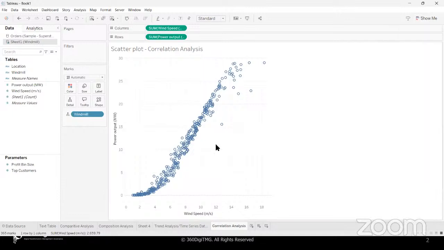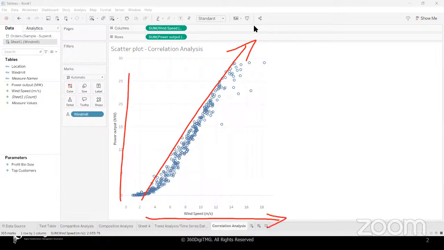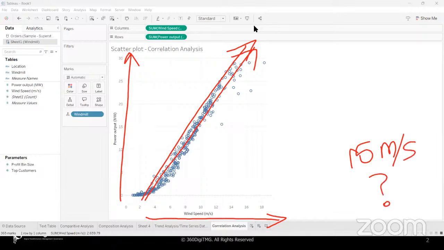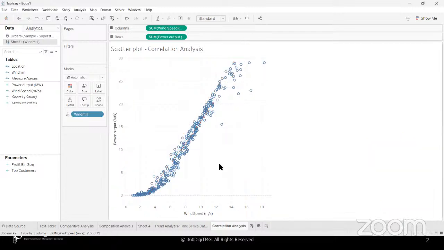Now look at the data. By looking at this data, what do you think is the correlation? Obviously, there seems to be a positive correlation. As the wind speed increases, the power generated will increase. Now, if someone tells me that the wind speed is going to be 15 meters per second, what will be the power generated? I will look at this data and tell them approximately 27 or 28 megawatts of power generation will happen. So there is a correlation. They are related to each other. That is why we can perform prediction. If there is no such correlation, then we cannot perform prediction.